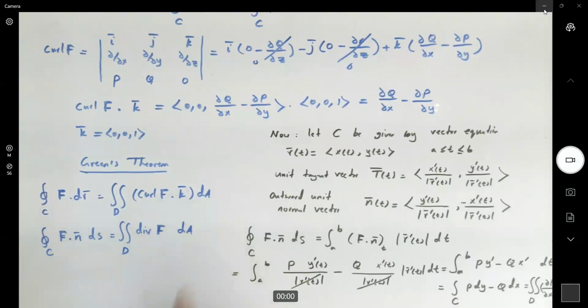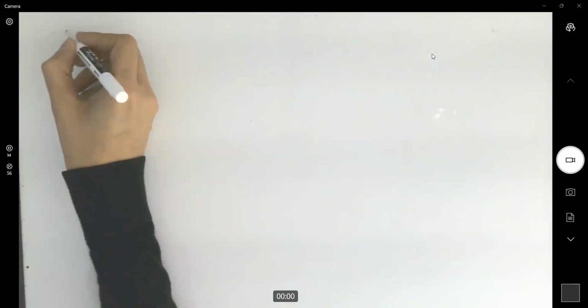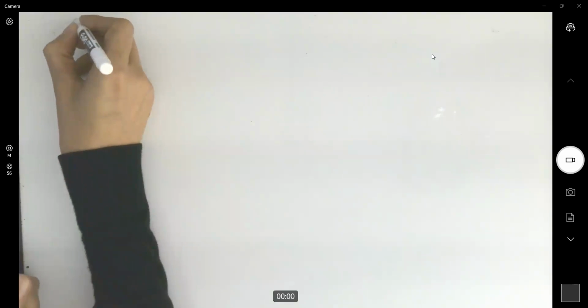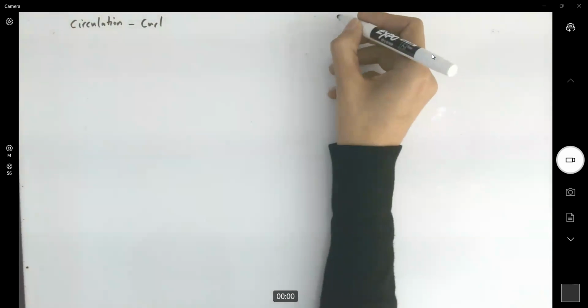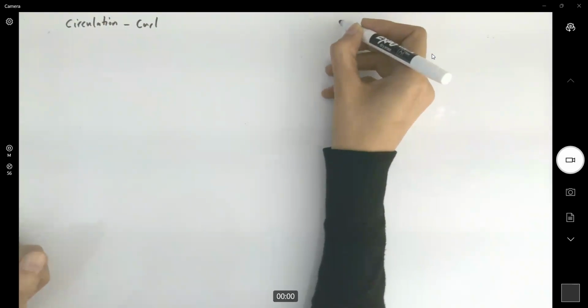So we derived two important formulas connecting the line integral over the curve to the double integral, also involving divergence. So let us summarize what we learned. Circulation curl and outward flux divergence.